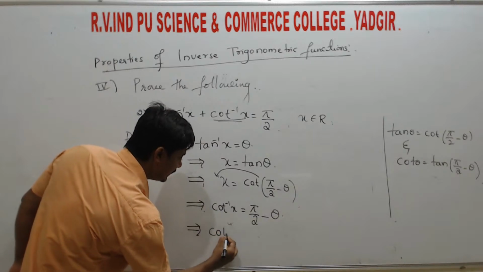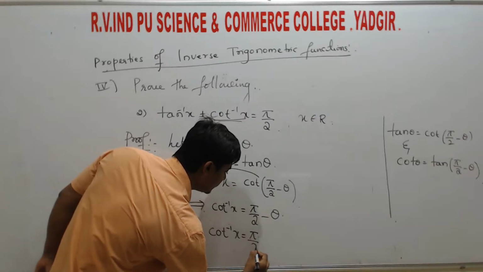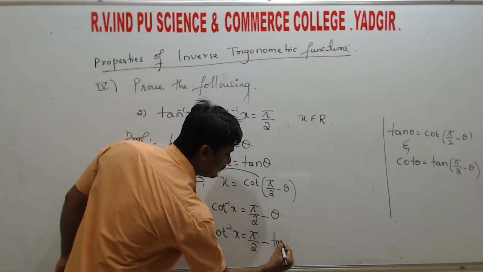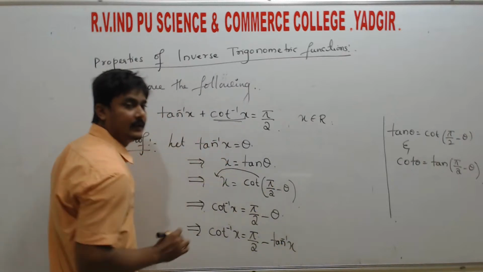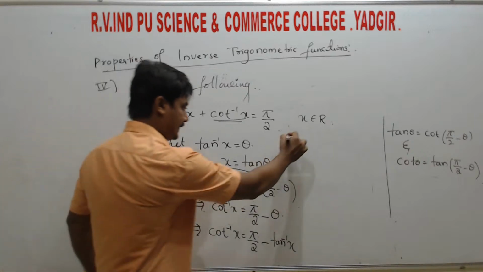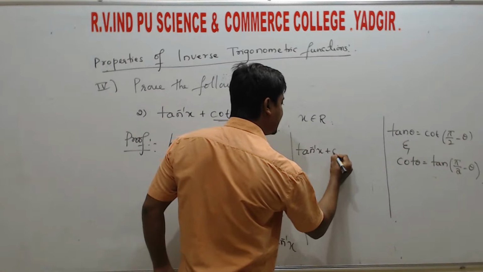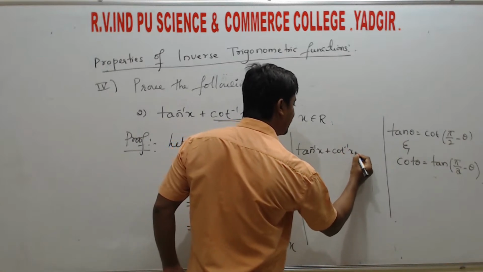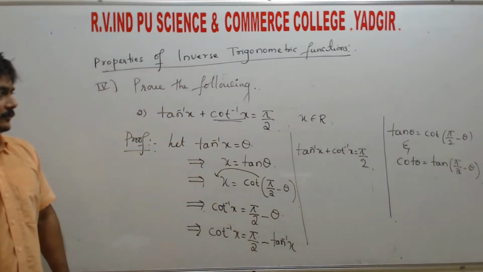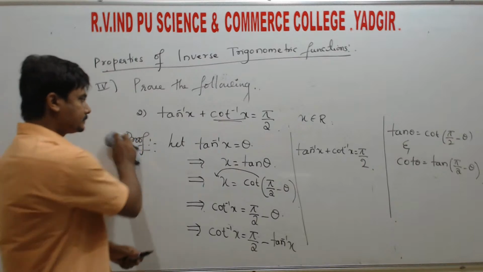Further, cot inverse x equal to pi by 2 minus theta, where theta is what? Tan inverse x. Now take this tan inverse x to the left side, it will become plus tan inverse x. So tan inverse x plus cot inverse x equals pi by 2. This is the proof for the second result. Okay. Last one.